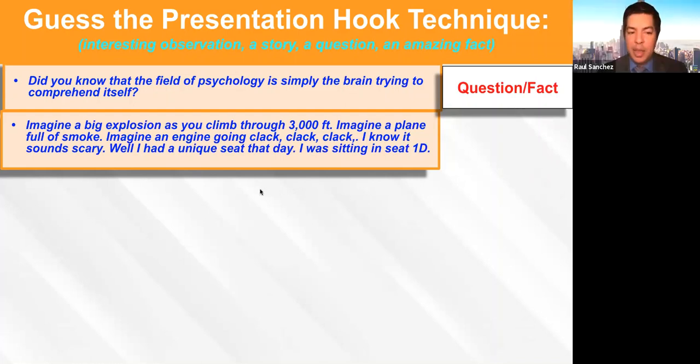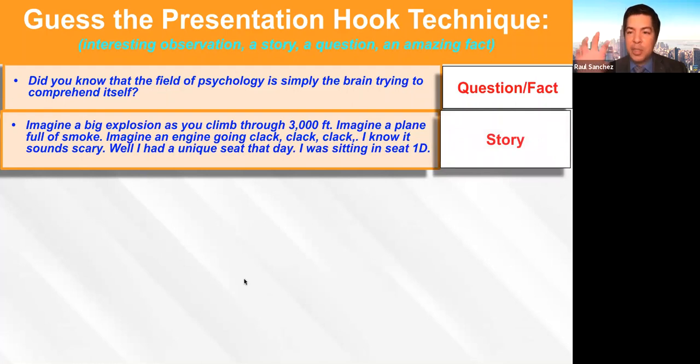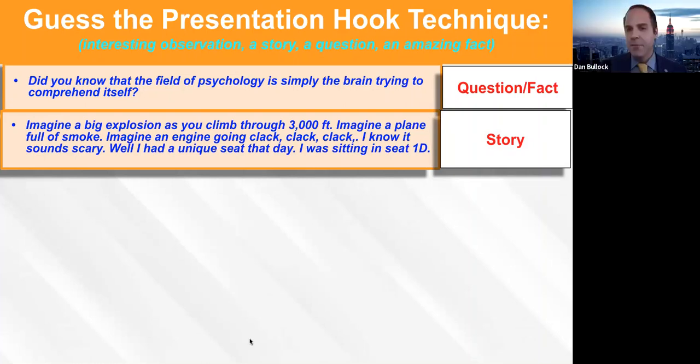Yeah, absolutely. So this is certainly a story, right? This is a unique scenario, and notice how it's not the whole story. All you have to do with this type of hook is tell the beginning of a story, and then you go into your presentation, and the audience will be right there with you. And this came from the airplane that left LaGuardia Airport and made the emergency landing in the Hudson River.